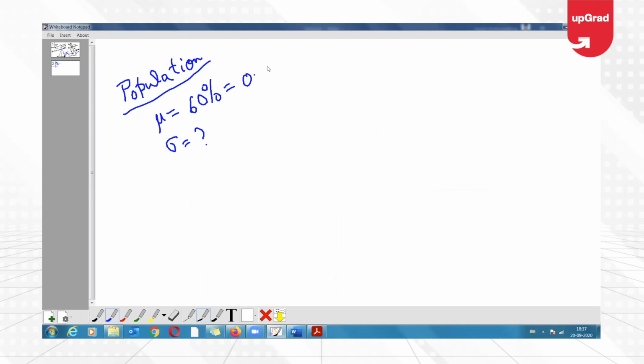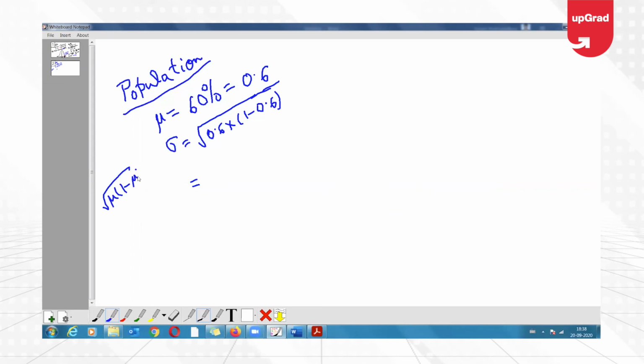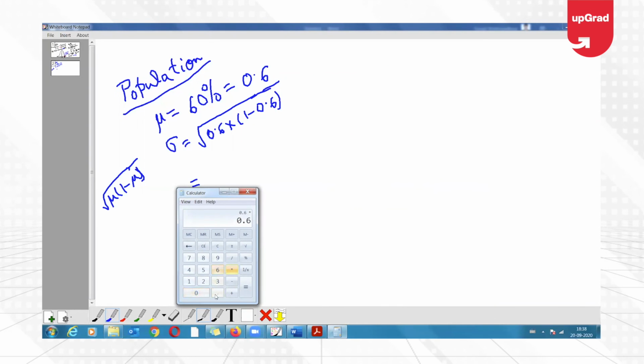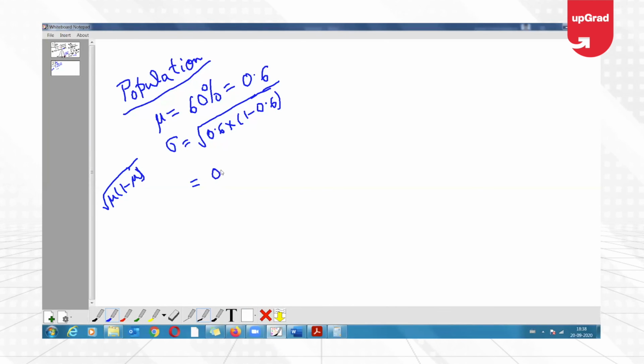First, let's convert it into decimal. And in this case, the standard deviation is the square root of mu into 1 minus mu, so 0.6 multiplied by 1 minus 0.6, which is 0.6 into 0.4. Square root is 0.48. This is my sigma.